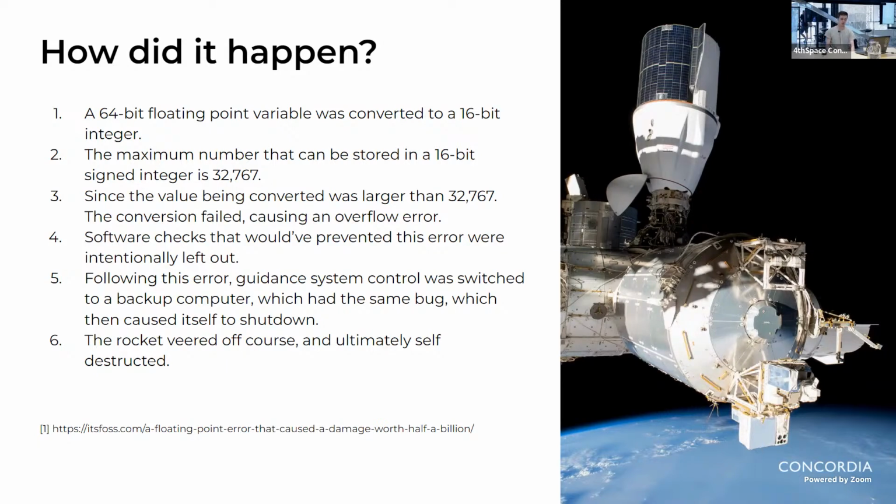Since the value being converted was larger than that, the conversion failed and created an overflow error, which was never handled by the software. This caused the main computer to switch control to the backup. Since the backup was running the same software, it hit the exact same issue, which caused it to shut down completely. This then caused the wrong value to be used, causing the rocket to veer off course and self-destruct.